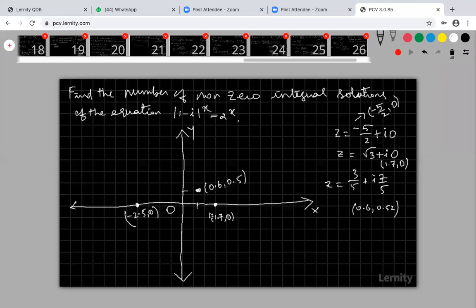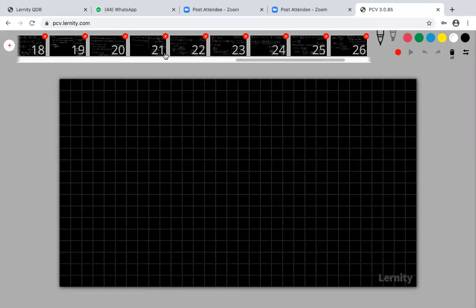This problem is okay for you, Yalini. The plotting of the points, that is okay for you. Yes. Now come to the next problem.